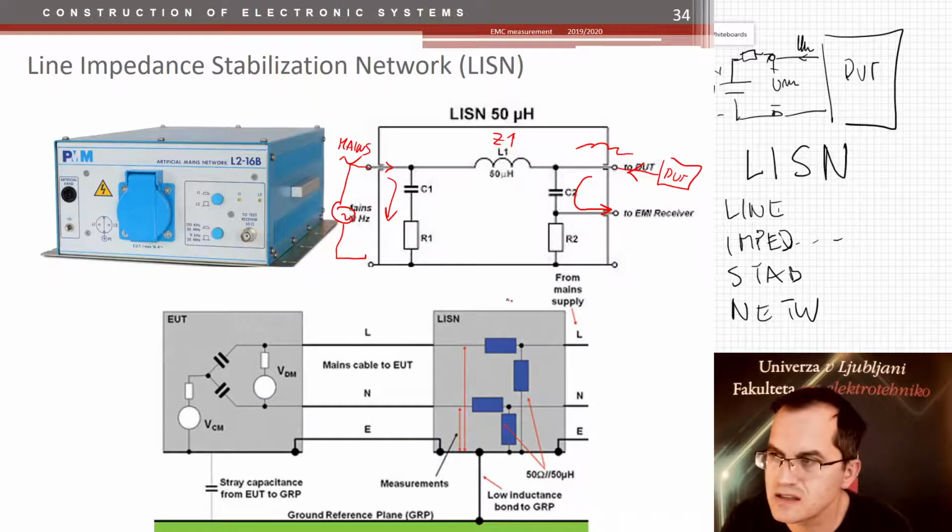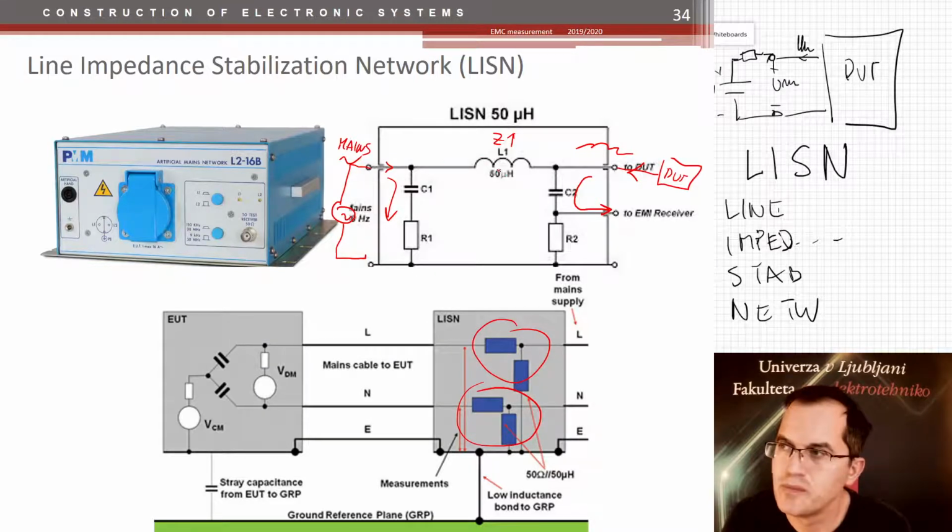And for a device under test that has at least a line and neutral connector, you need two of such LISN interfaces. 1, 2. And these components, these values are predefined in the standard, and every LISN has the same.